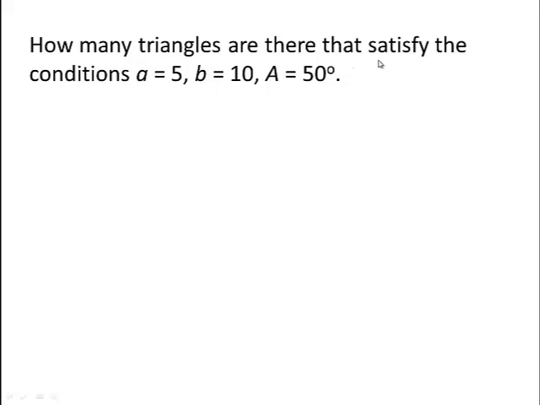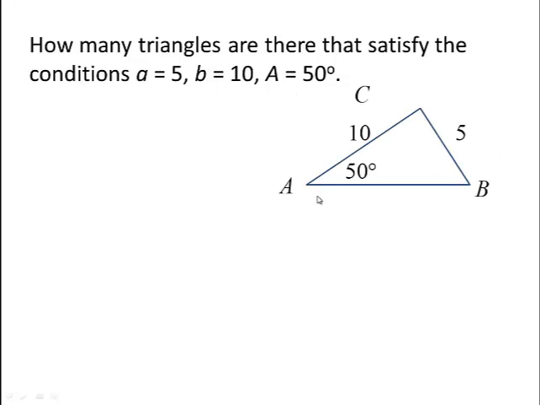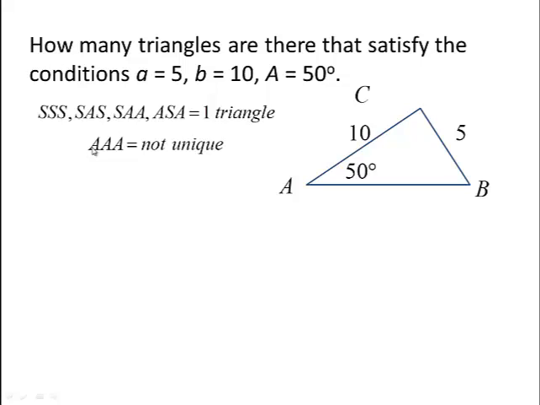How many triangles are there that satisfy the conditions 5, 10, and 50 degrees? I'm going to draw this out. This is an SSA, and this is one of the ambiguous triangles. So there are either going to be 2, 1, or no triangles. If it's any of these, it's one triangle, and this is also one triangle, but it's not unique. It can be any size, but there's only one triangle that will fit that.